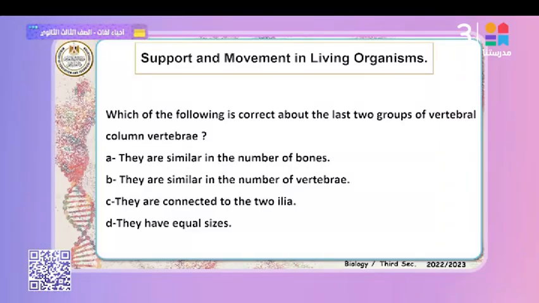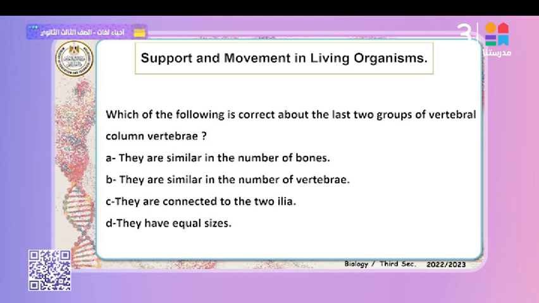Now focus again on this question. Which of the following is correct about the last two groups of the vertebral column vertebrae? A. They are similar in number of bones. That's right. Sacrals, 1 bone. Coccygeals, 1 bone. So the best answer is A. B. They are similar in the number of vertebrae. No. Sacrals, 5 vertebrae but fused. Coccygeals, 4 vertebrae but fused.